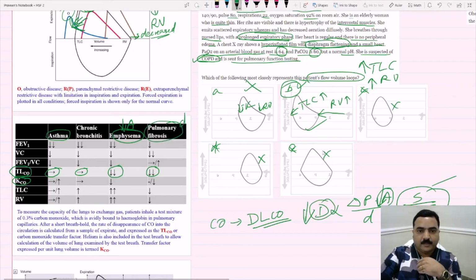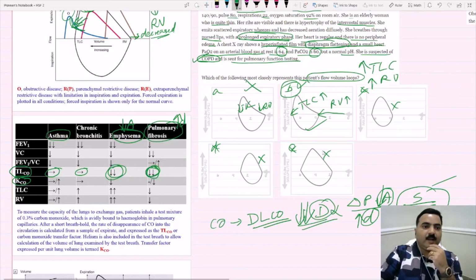In pulmonary fibrosis, what happens to the thickness of the membranes? The thickness, represented here by the D, increases. When there is an increase in thickness, the diffusion decreases. That's why you will see a marked decrease in pulmonary fibrosis and in emphysema. Whereas if you have only chronic bronchitis, no problem in the diffusion. If you have asthma, no problem in the diffusion. That's what you will see.